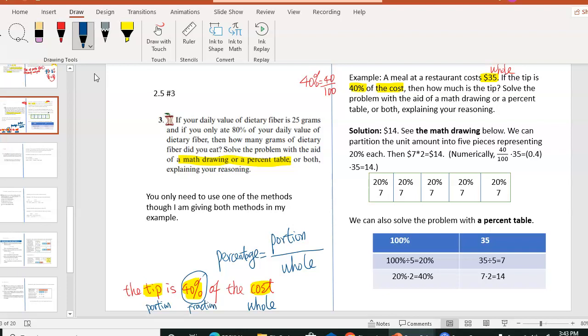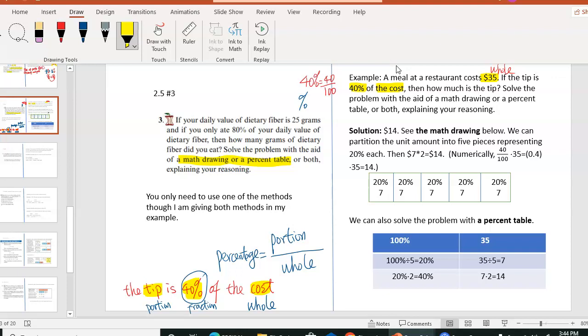Once we get these three things figured out, the percentage is easy to determine. It always has a percentage symbol. What you need to determine is whether the number 35 represents the whole or the portion. Now, how much is the tip? Remember, the tip is the portion, so we're solving for the portion. Solve the problem with the aid of a math drawing or a percent table or both. Because it says "or," you only have to do one of these. If you want to do both, that would be great, but you don't have to. Pick the method you like.